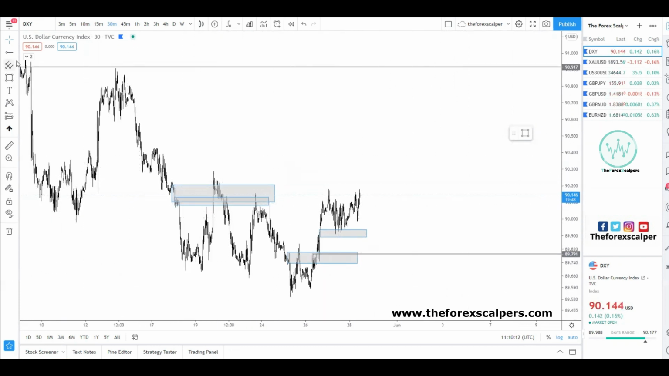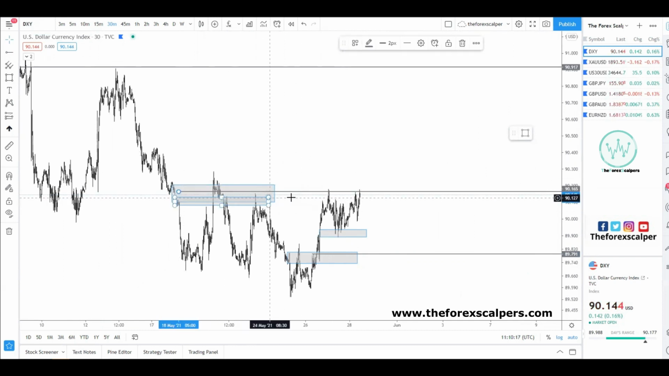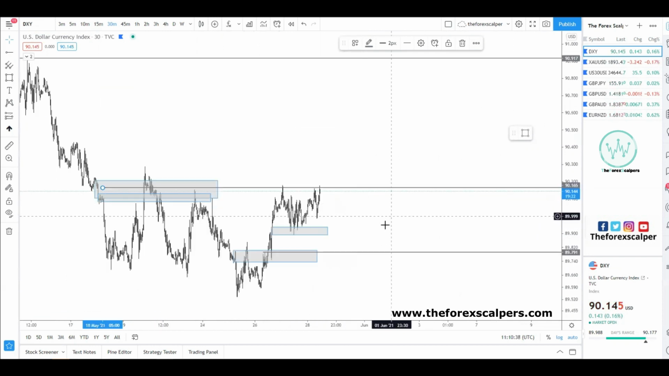As long as we remain below this level right here, we are still going to move to the downside. That means gold will push higher, okay? That is the idea with the correlation. And this is also how you can apply this stuff. If DXY is moving higher, I do believe that gold will move to the downside, you know? But I'm not going to predict your future. I simply trade what I see, not what I think, okay?